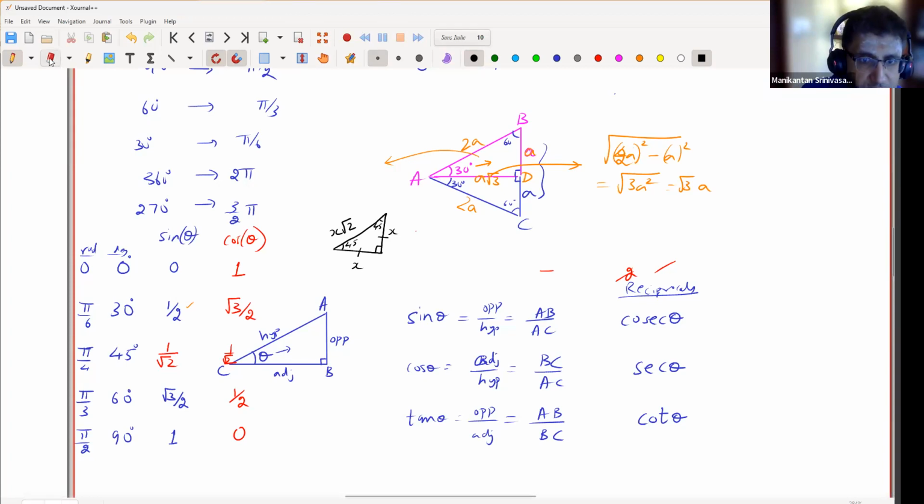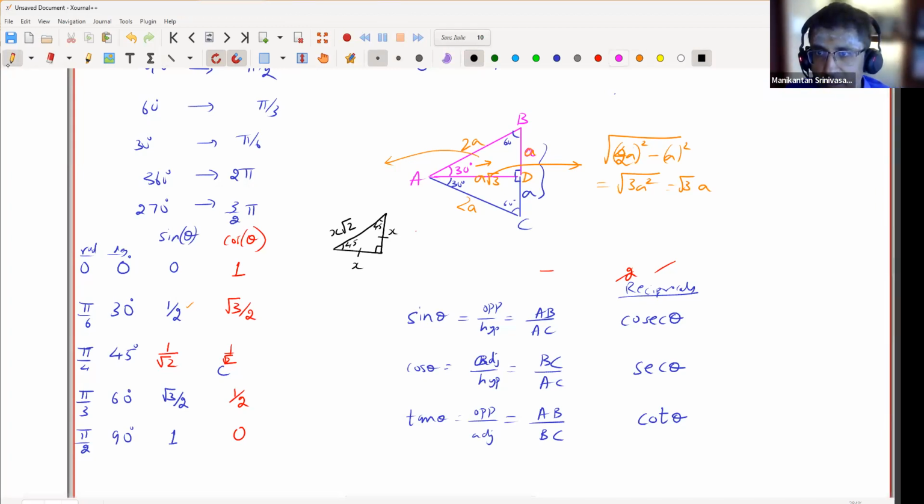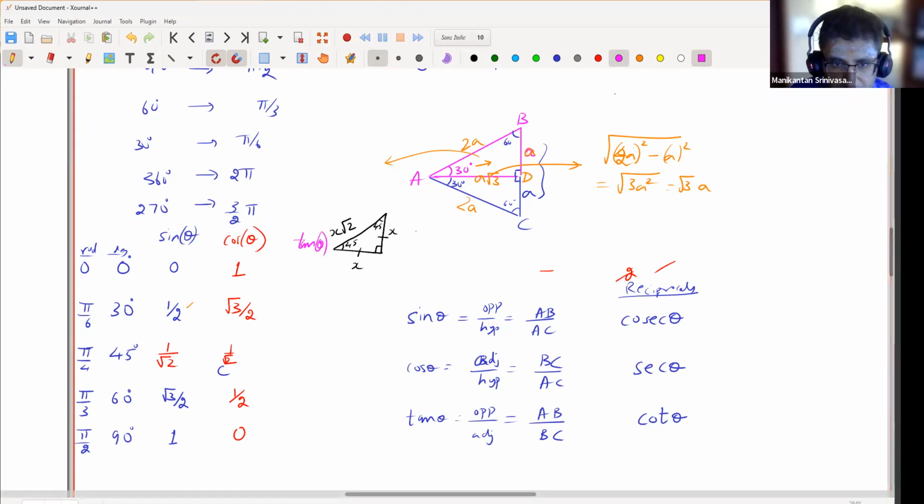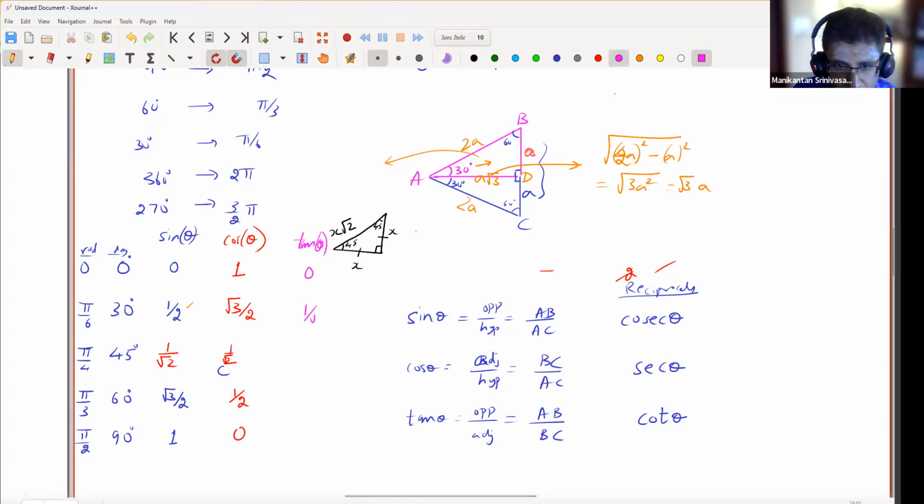And then tan is just the ratio of the two. Sorry, you have to delete this. So tan is just the ratio of these. So tan 0 is 0. Here it's 1 by root 3. Here it's 1 by root 2 by 1 by root 2, which is 1. Here it's root 3. And here, some people write infinity. It is wrong. It's not infinity.